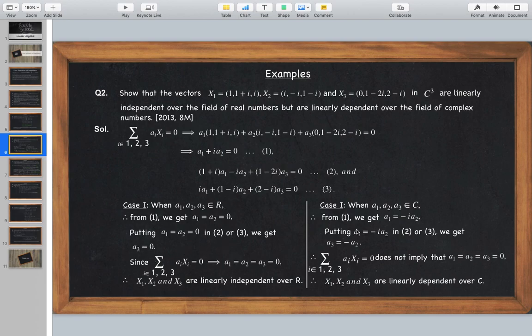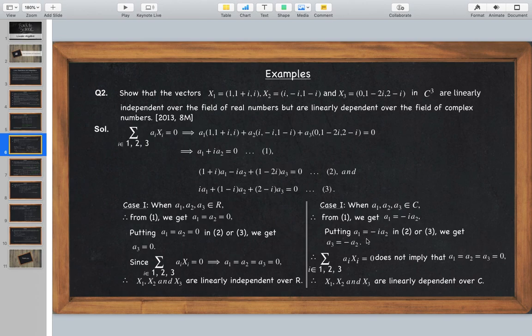And here if we do the same, we get a1 equals minus iota a2 from the first relation, and from the second and third relation we get a3 equals minus a2. So in the first case, where a1, a2, a3 belong to R, summation ai xi equals 0 implies that a1 equals a2 equals a3 equals 0. So all three coefficients are 0. Then this means that these three vectors are linearly independent over R.